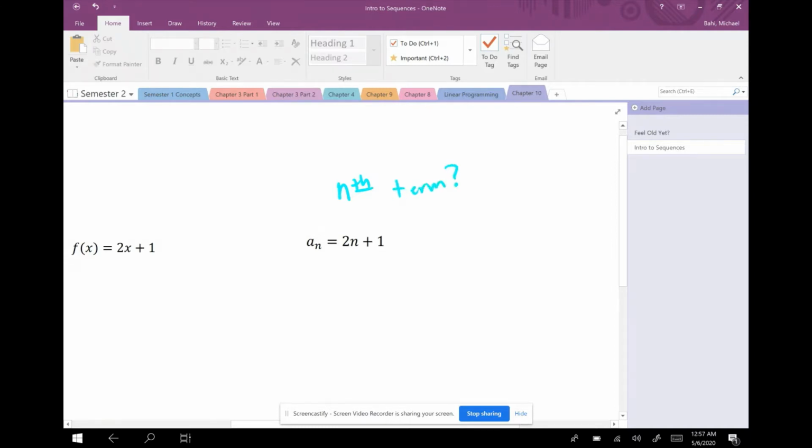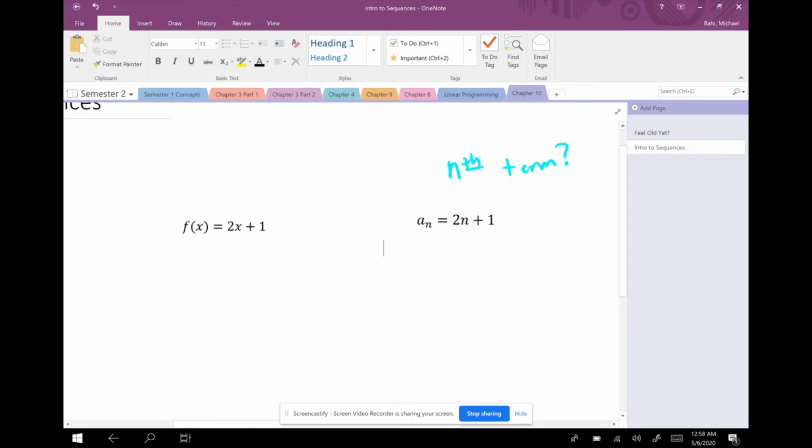So if you notice, the variable they're using in this form is an n. That's because whenever we write patterns or sequences, we use n as our variable because they're just numbers in the pattern. So if you remember, I'm just going to write these over here. F of 1 was 3, f of 2 was 5, f of 3 was 7, and f of 4 was 9.